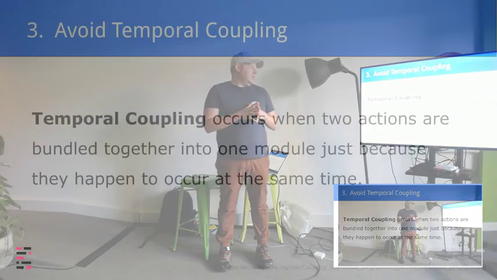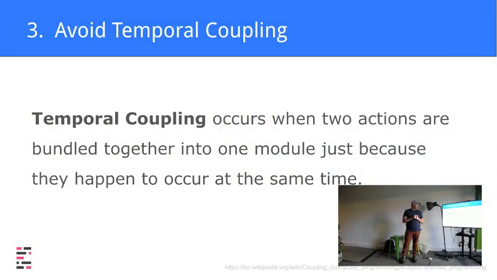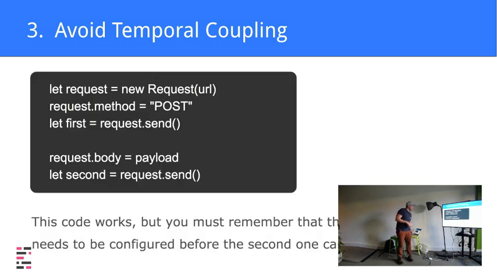So first, let's get into the first scary term. We want to avoid temporal coupling. Temporal coupling occurs when two actions are bundled together into one module just because they happen to occur at the same time. Well, that sounds confusing.